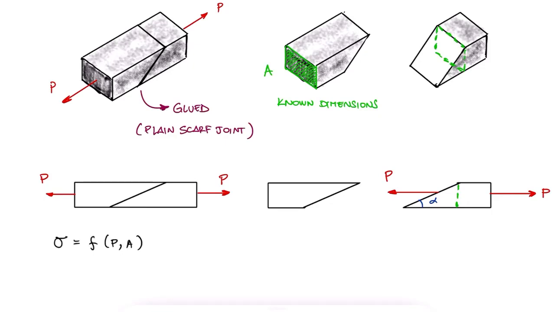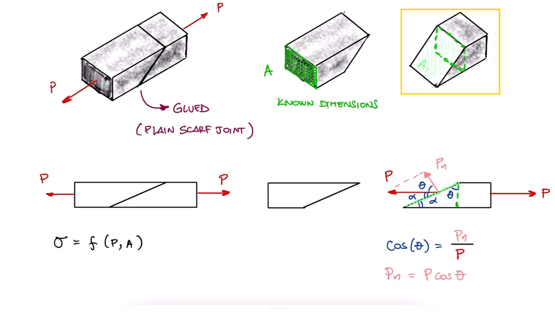The normal component of the load P is, from alternate interior angles, complementary angles, and the fact that cosine is the adjacent side over the hypotenuse, equal to P cosine of theta. Using the angles that we see here and using the same cosine definition, the slanted area A sub theta is equal to A over cosine of theta.